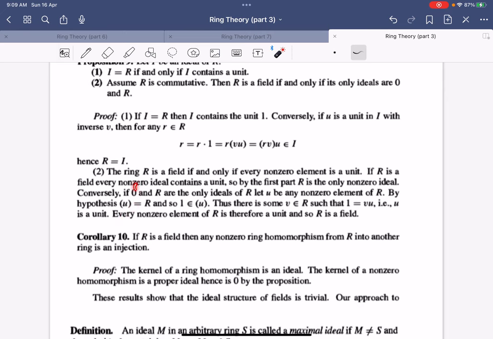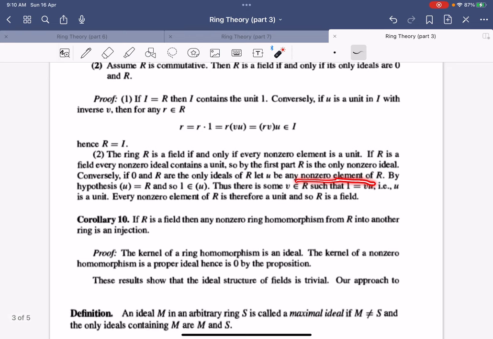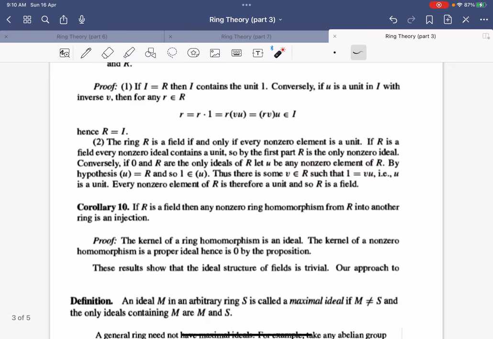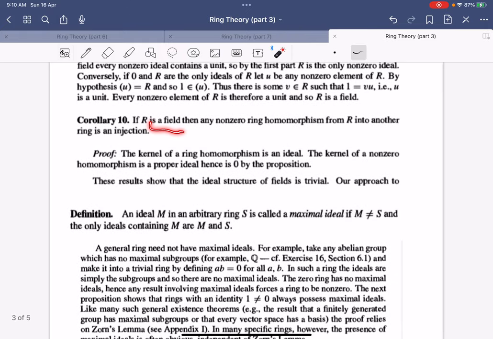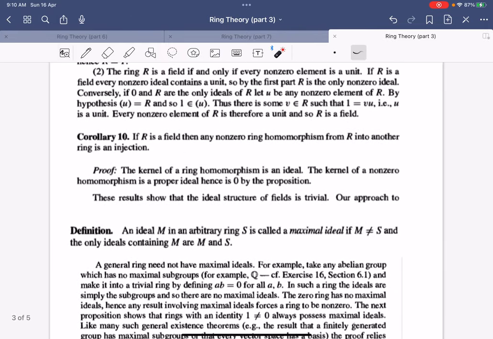And conversely, if 0 and R are the only ideals, then we let u be a non-zero element of R. By the hypothesis, the ideal generated by u must equal R, and so 1 must be an element of this ideal, and so u must be a unit, and hence every non-zero element is a unit, and so R is a field. And by this corollary, it shows that a field with any ring homomorphism will be injected into another ring.